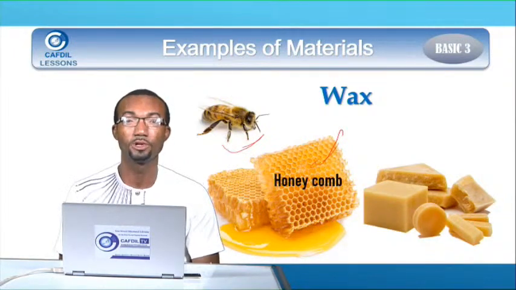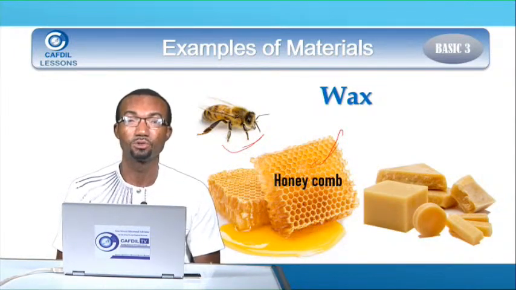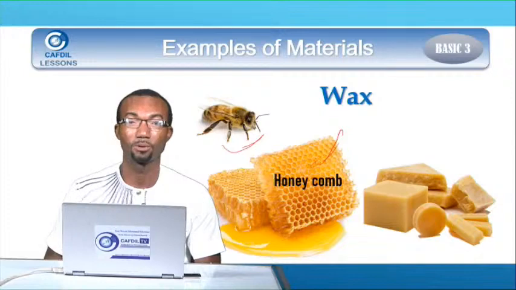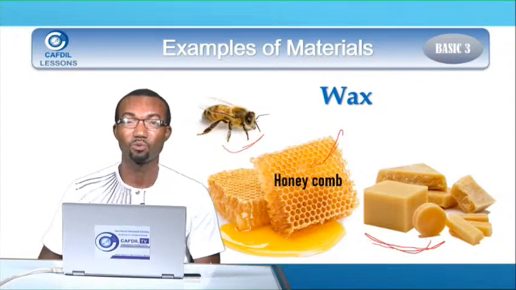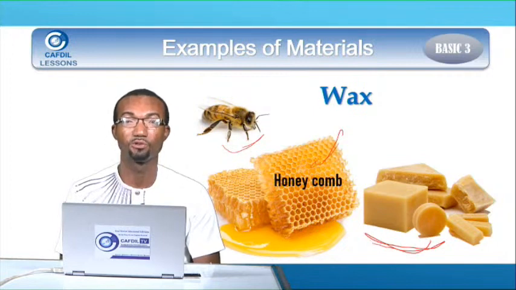This honeycomb is dipped into hot water, and after some time it will melt and float at the top of the water. This honeycomb is collected, and this is what we get: wax. So we get wax from the honeycomb, and bees produce this honeycomb for us. So wax is also an example of material that surrounds us.